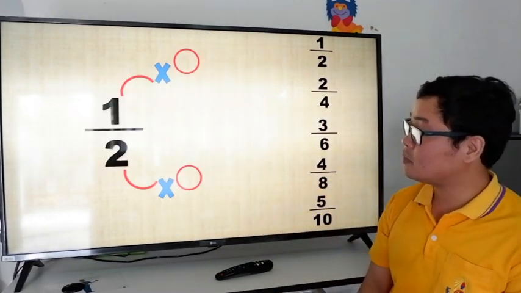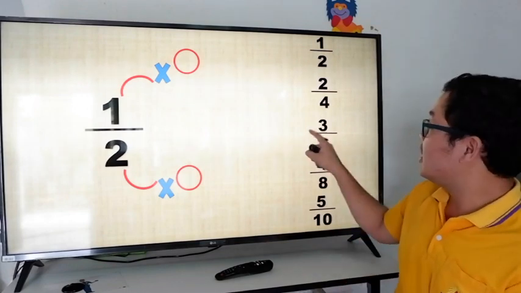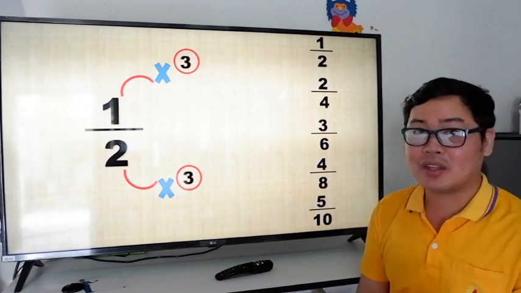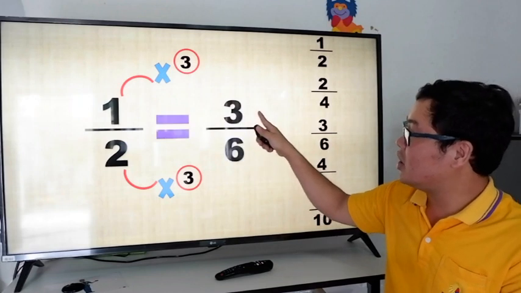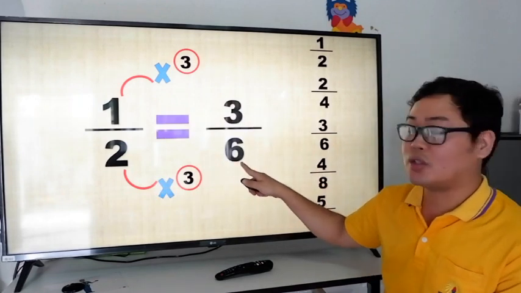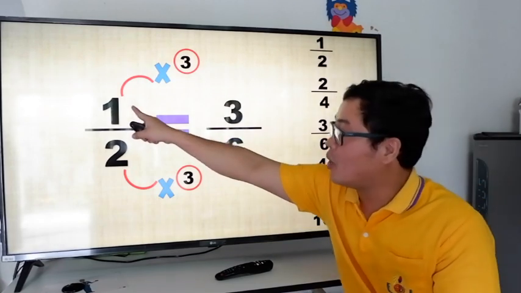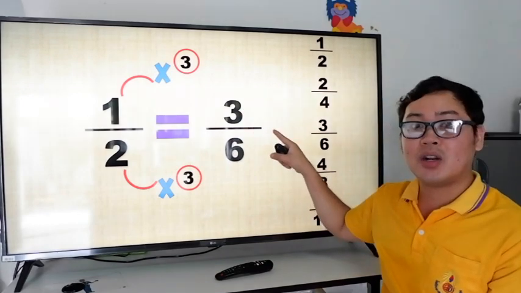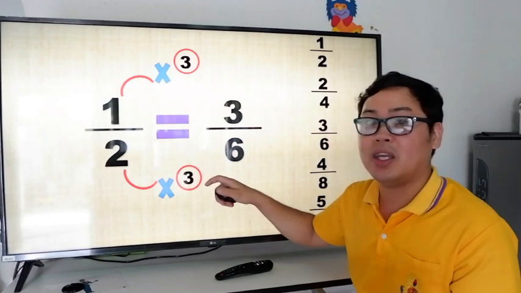So next, what number do we multiply by to get 3/6? Of course we have 3. So 1 times 3 is equals to 3. 2 times 3 is equals to 6. Okay, we have 1/2 is equivalent fraction to 3/6 if we are going to use the factor of 3.